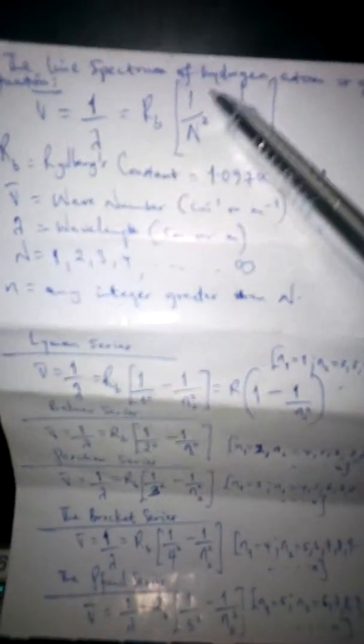With this, I believe you have gotten the equations that are meant to determine the spectral series, and this is the general equation: the wave number, equal to 1 over wavelength, equal to R_B, open bracket, 1 over capital N raised to the power 2, minus 1 over n2 squared. So this is the general one.